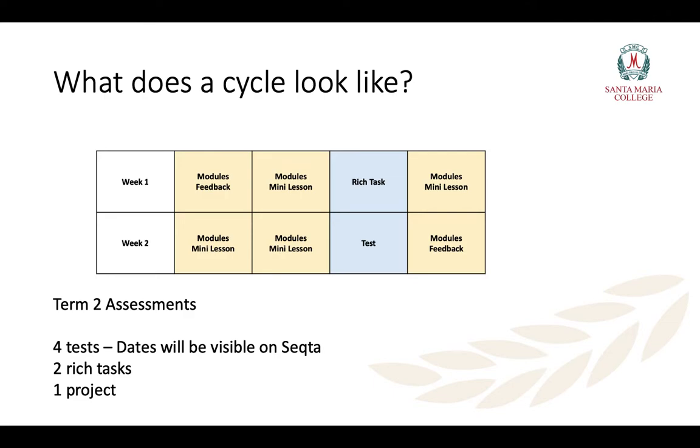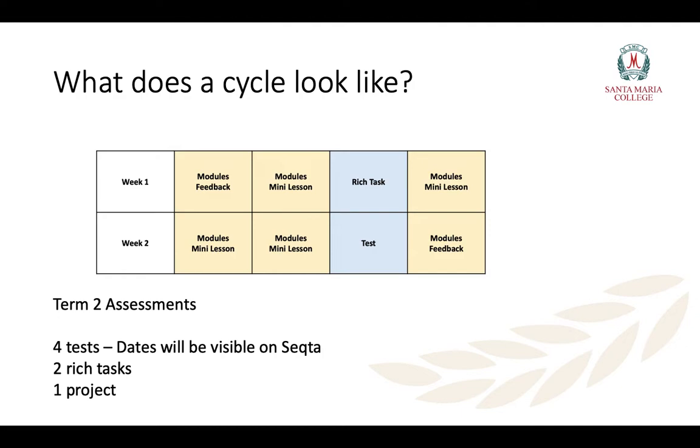In maths class, we run a 2-week cycle. The first lesson of every cycle starts with feedback from the previous test. Now, obviously, being the beginning of a new term, all the feedback was done at the end of last term. So we've started back with some modules and some mini lessons. Being a short week 2 in week 1, we're not doing a rich task, so we're doing some modules and then some mini lessons. This will be 4 of the 8 lessons in a normal cycle. One of those will be the test.